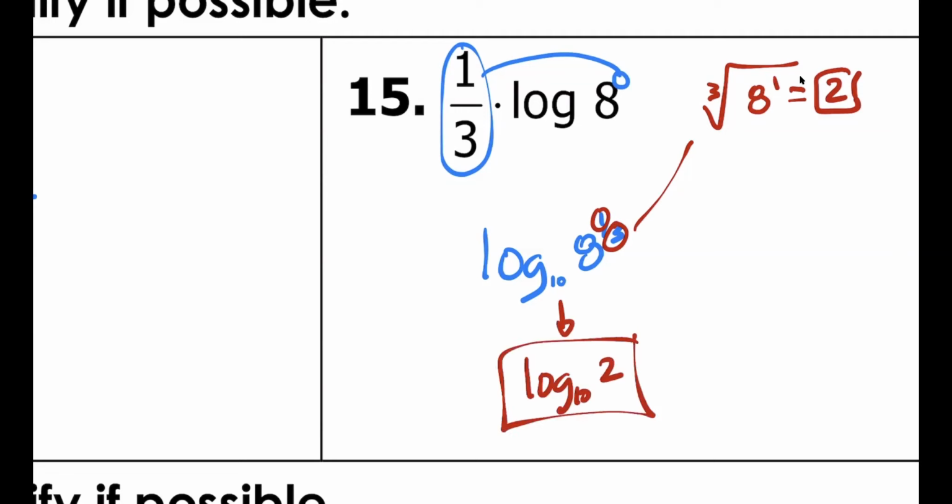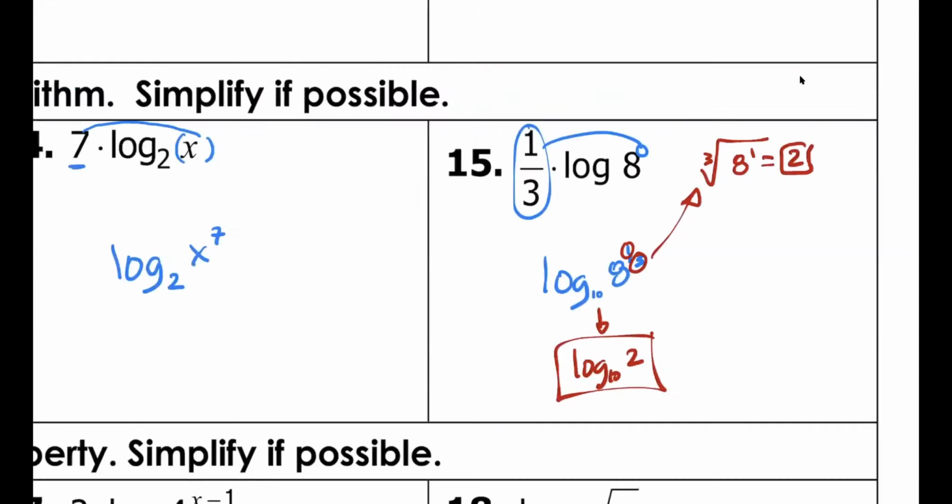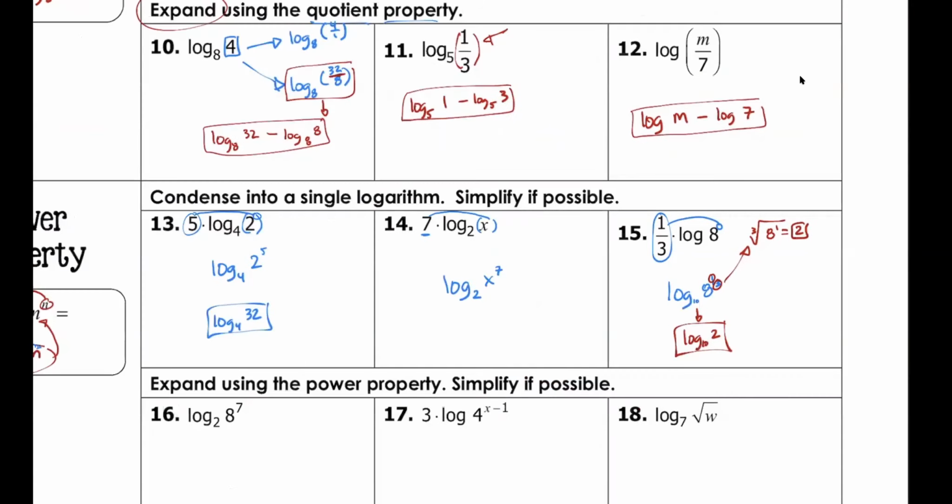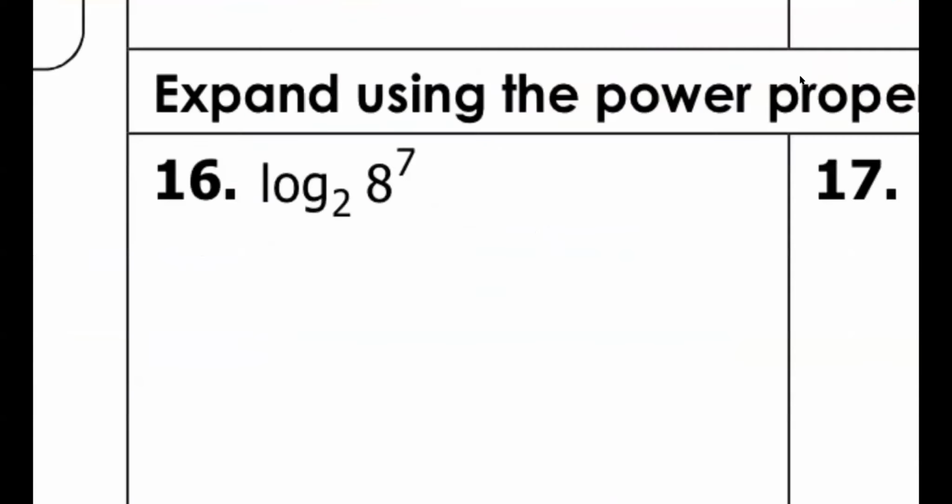Yeah, if you forgot this, don't stress. If you keep it log base 10 of 8 to the 1/3, that's okay, but just remember that that's a radical where the bottom number is your index, top number is your exponent. Okay, so that's condensing. So let's expand.